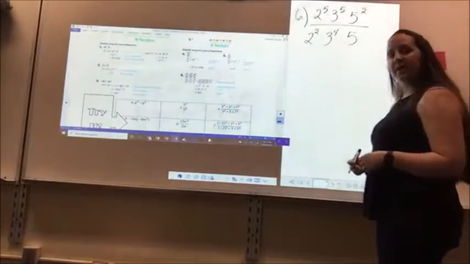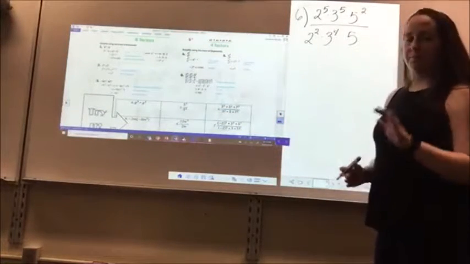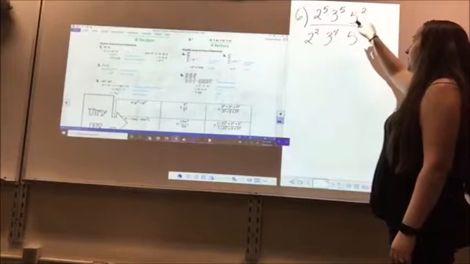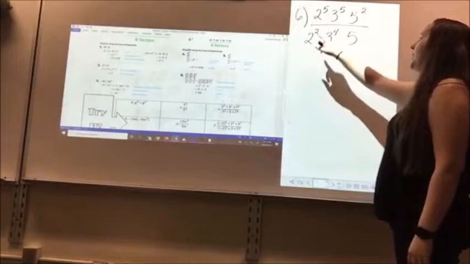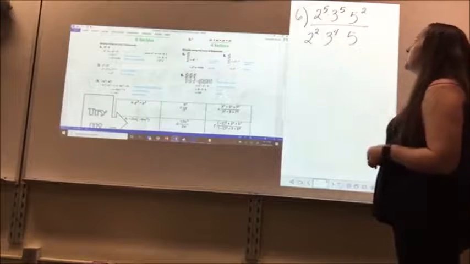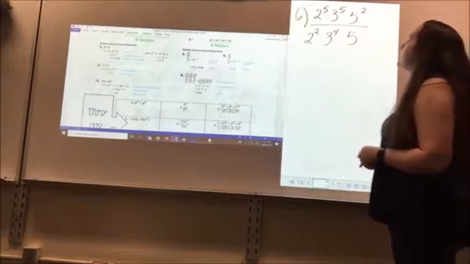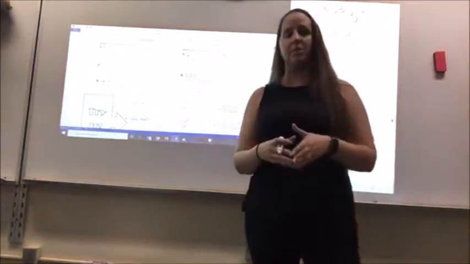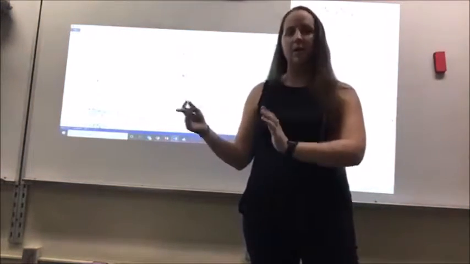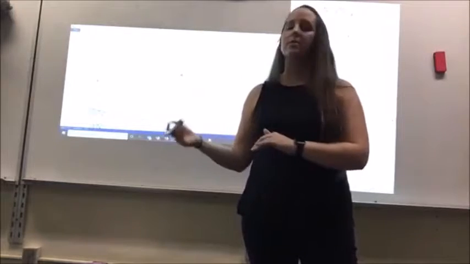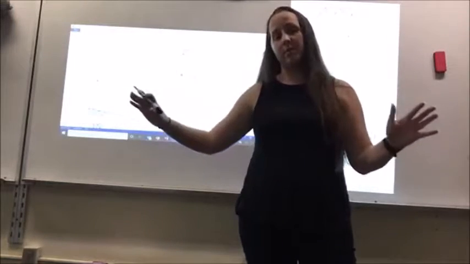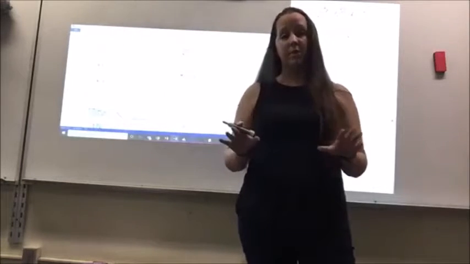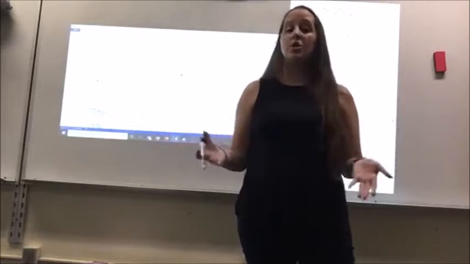All right, number 6 gets a little bit more complicated, but we can do it. So I have 2 to the 5th times 3 to the 5th times 5 squared divided by 2 squared times 3 to the 4th times 5. So you could do a couple of different things. You could actually separate them so that you have each of the bases together and then solve each one of those. You could write out all the numbers so they have no exponents at all and then just cross things out. It's completely up to you which way you want to do it. I'll show you both ways.